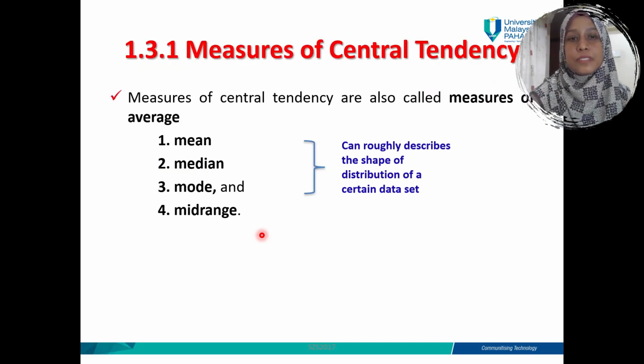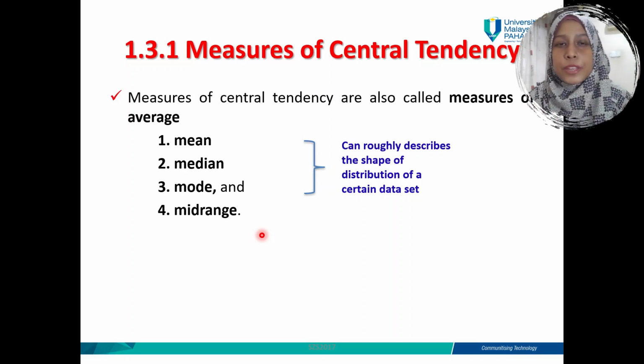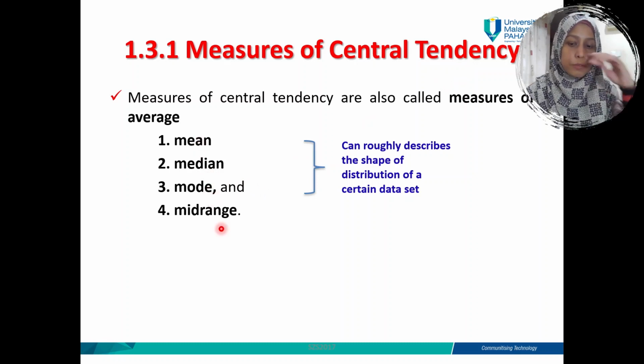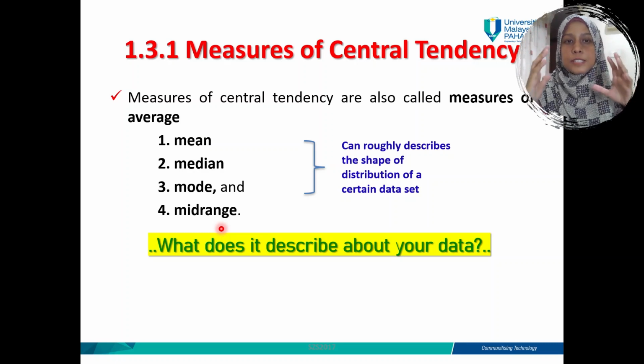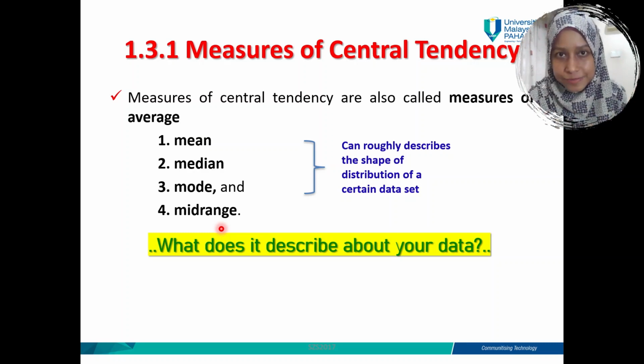Remember. Now, the first category of tools that you can use to describe data is called measures of central tendency. Here we have 4 different tools under the same category: mean, median, mode, and mid-range. So the big question here is, what do mean, median, mode, and mid-range describe about your data?